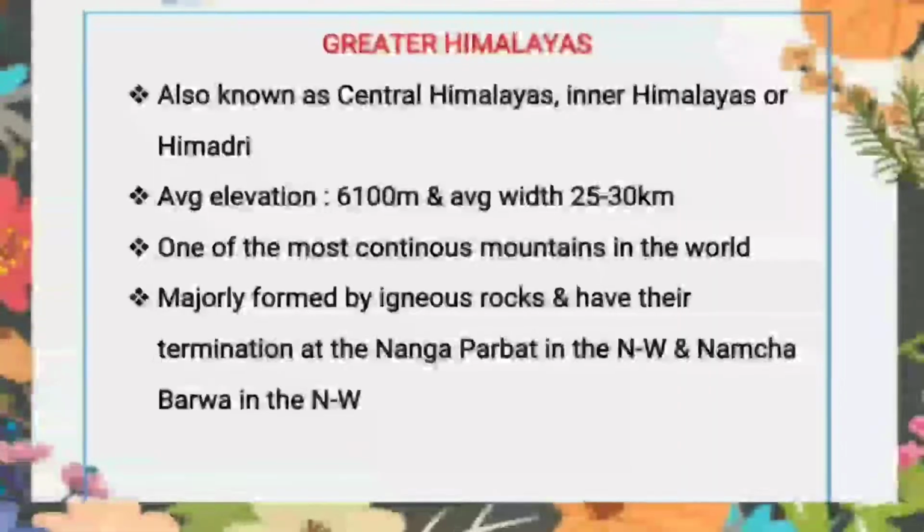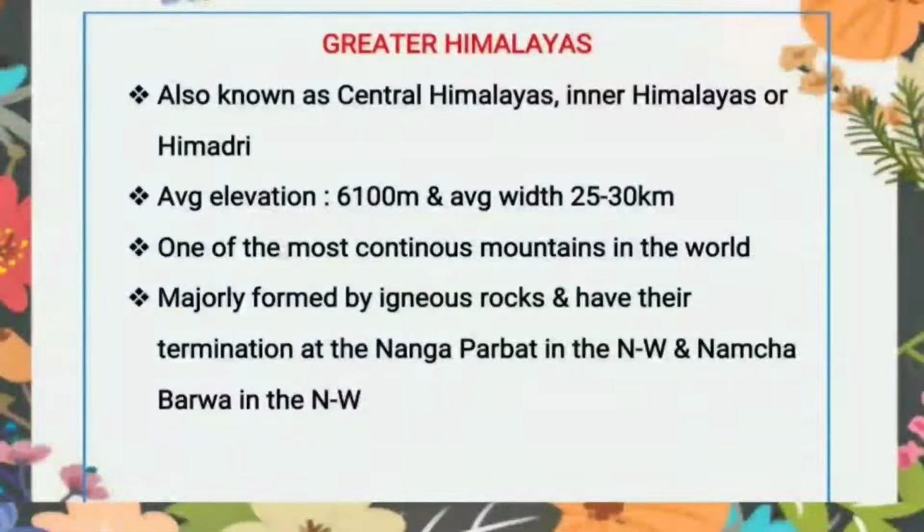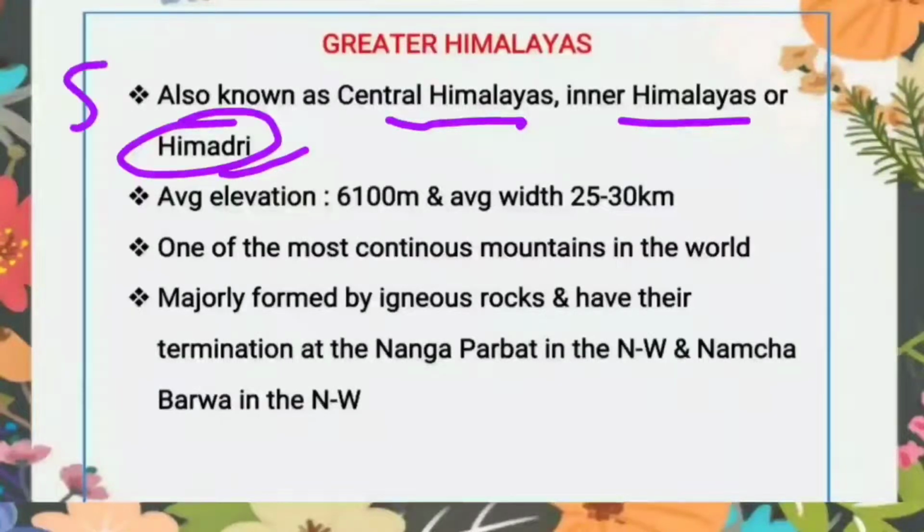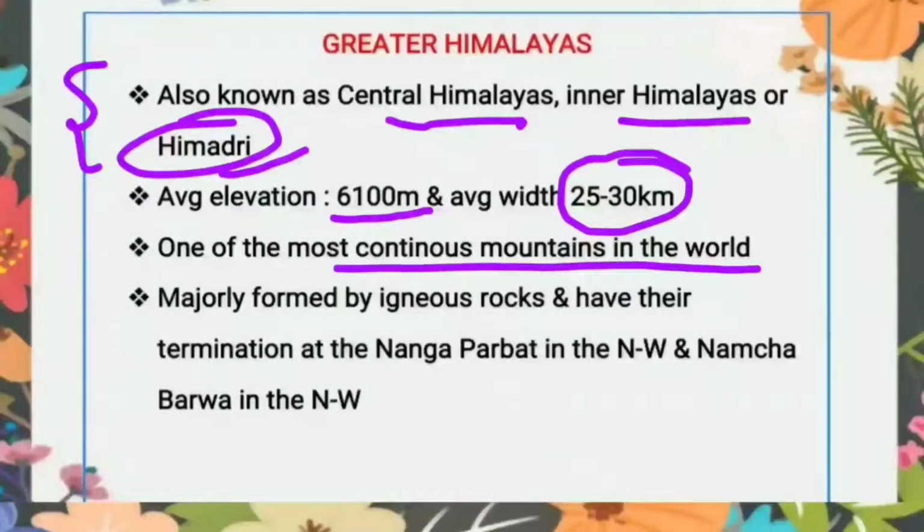Moving forward to the Greater Himalayas, these are also called the Central Himalayas, Inner Himalayas, and the Himadri. So these are the other names of the Greater Himalayas. Their average elevation is 6100 meters and their average width is 25 to 30 kilometers. And they are one of the most continuous mountain ranges in the world.